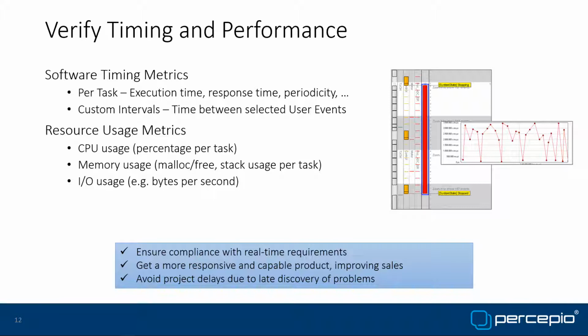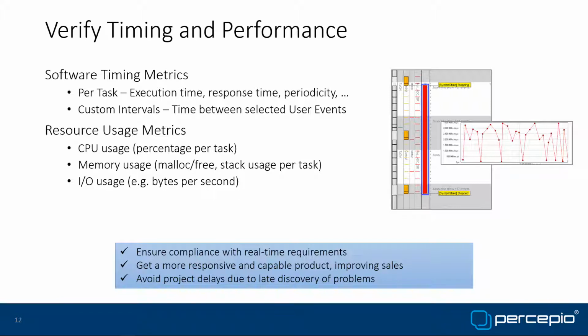You can also define custom intervals based on user events that you add anywhere in your code, and then see the time between these events. You can even plot this data as shown on the right. And for all these properties, you can see the lowest, highest, and average values for each dataset. The highest and lowest values are also linked to the corresponding locations in the trace, so you can see the explanation behind these extreme values.